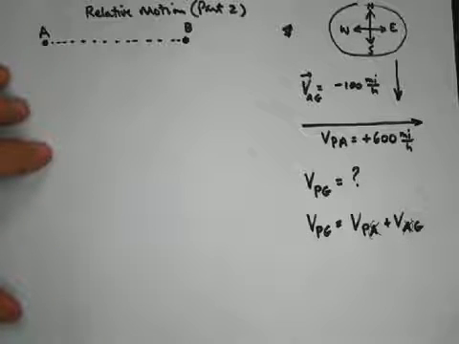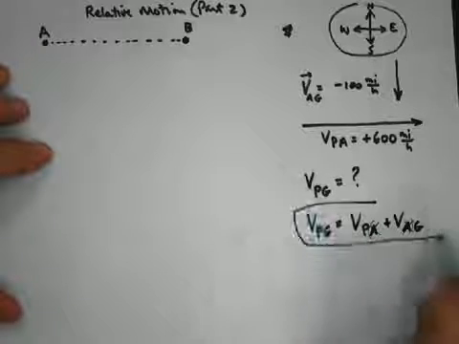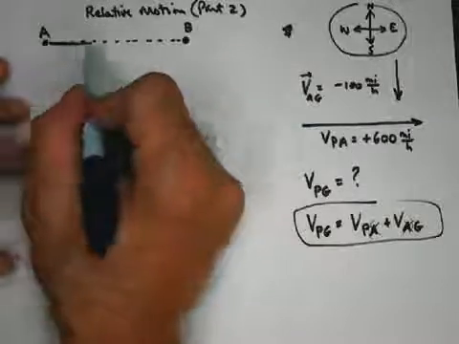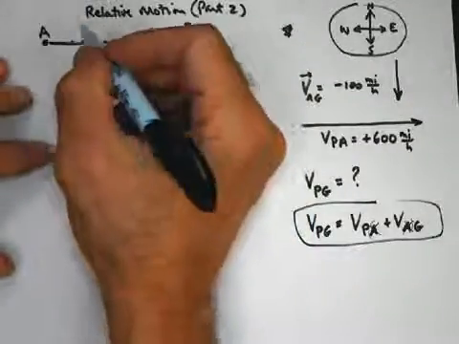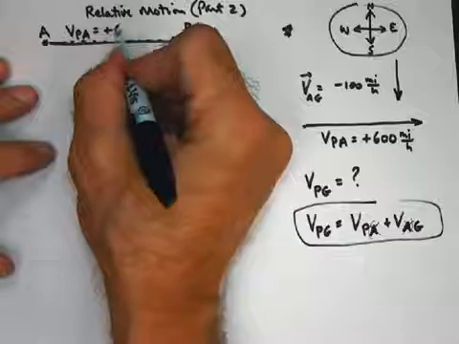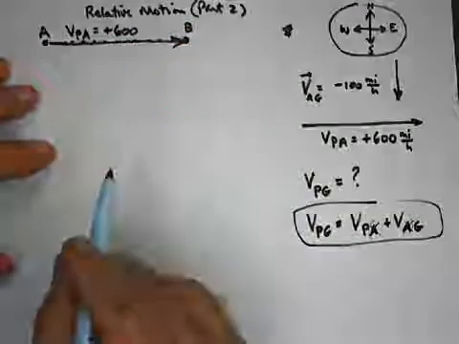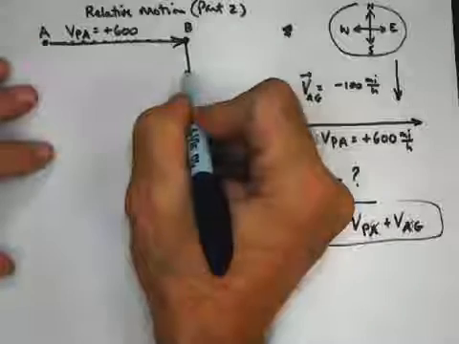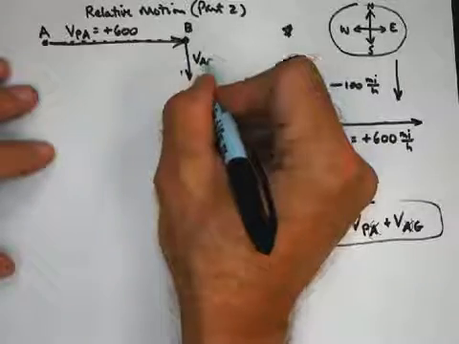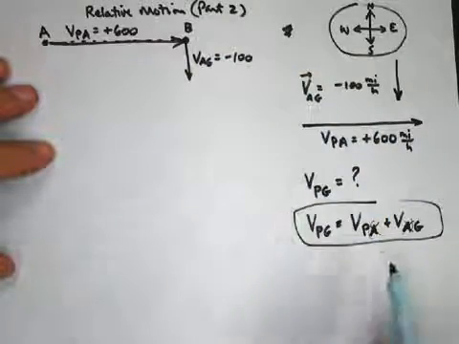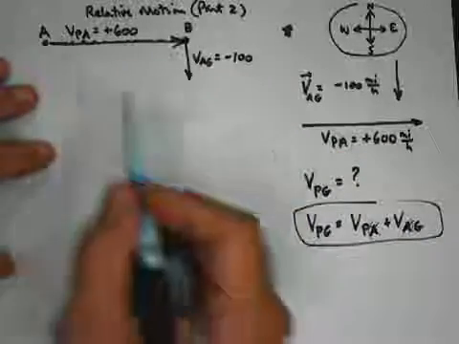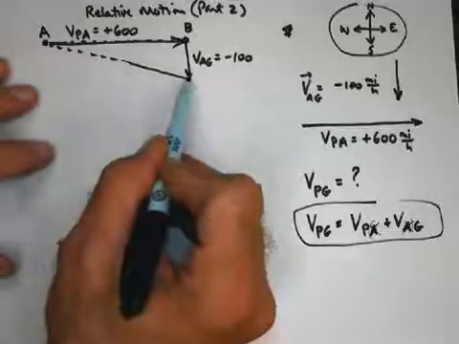Let's draw our little vector diagram. This right here is the vector for the velocity of the plane relative to the air. That's plus 600 miles per hour. I'm not even going to put the units in this time. Then I'll touch the tail of the velocity of the air with respect to the ground, which is negative 100 miles per hour. That one goes there, this one goes here. And our resultant would be from where we start to where we finish. It would be this arrow here, and that would be VPG, which is what we're looking for.